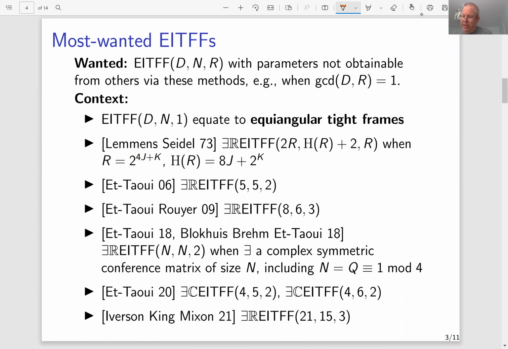And so one way to measure this, I'm not saying this is the best way, is, for example, to look in situations where there are no common factors between the dimension of your subspace and the dimension of the ambient space.